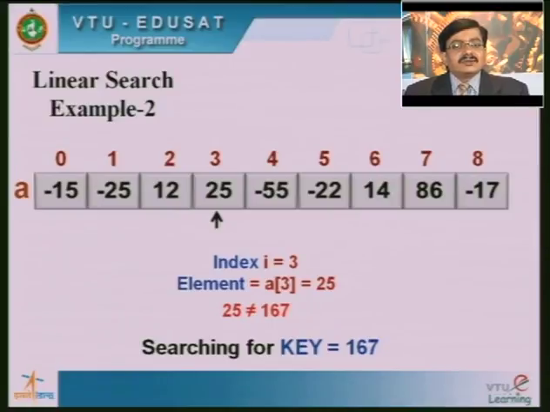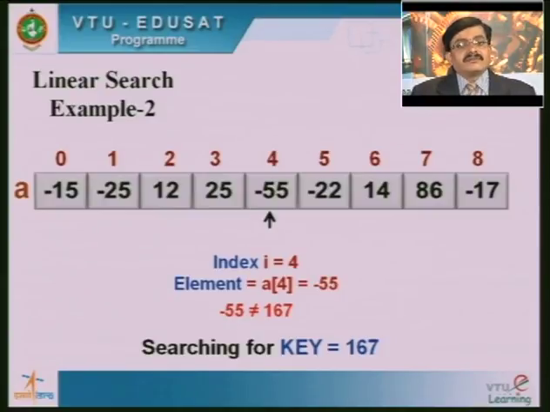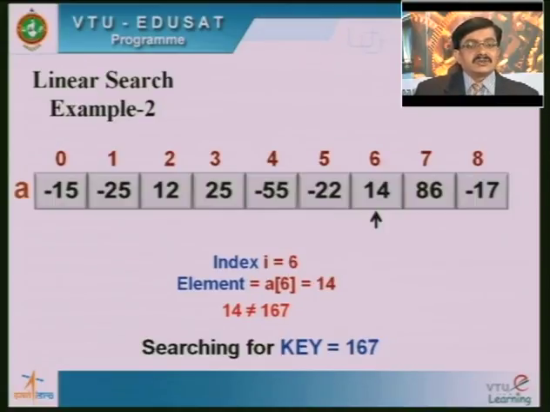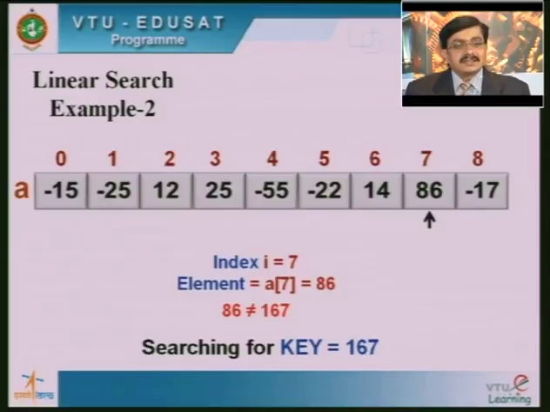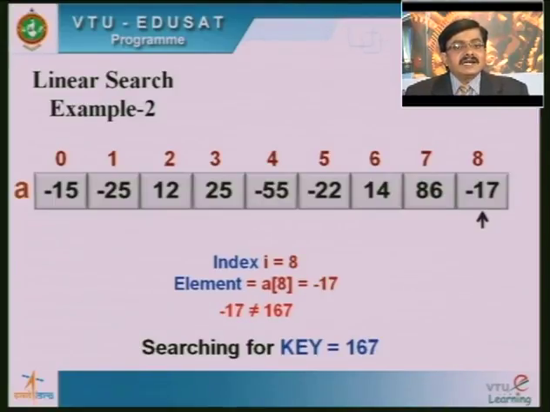Now when i is equal to 3, a of 3 is equal to 25, and 25 is not equal to 167. So here also I conclude that I should go for the next iteration of the loop. And when i is equal to 4, it is minus 55, and minus 55 is not equal to 167. Here also I go for the next iteration. Now i is equal to 5, which means minus 22, and this is also not equal to 167. When i is equal to 6, it is 14, and 14 is not equal to 167. Similarly, when i is equal to 7, it has become 86. A of 7 is 86, and 86 is also not equal to the key element which you are searching, that is 167. Now when i is equal to 8, a of 8 is minus 17, and minus 17 is also not equal to 167.